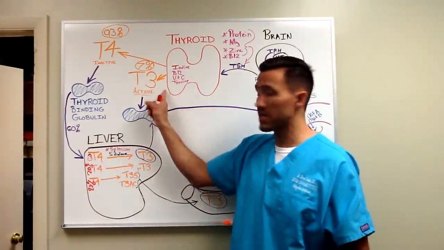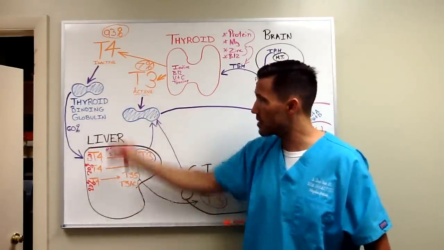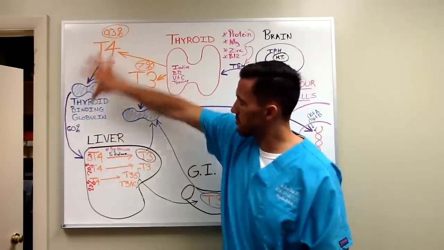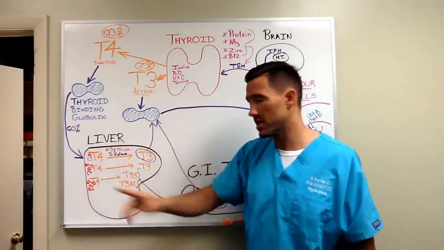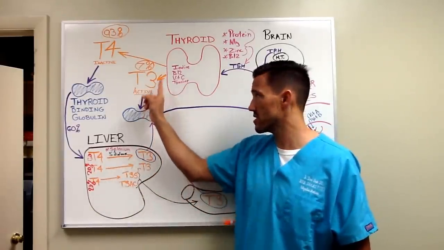So we need more T3. This T4 has to be converted into T3. So that happens. These little proteins carry it to the liver. In the liver, of this T4 that comes here, okay, what will happen is about 60% of it, the T4, is converted into T3. Okay, just straight T3 like this.